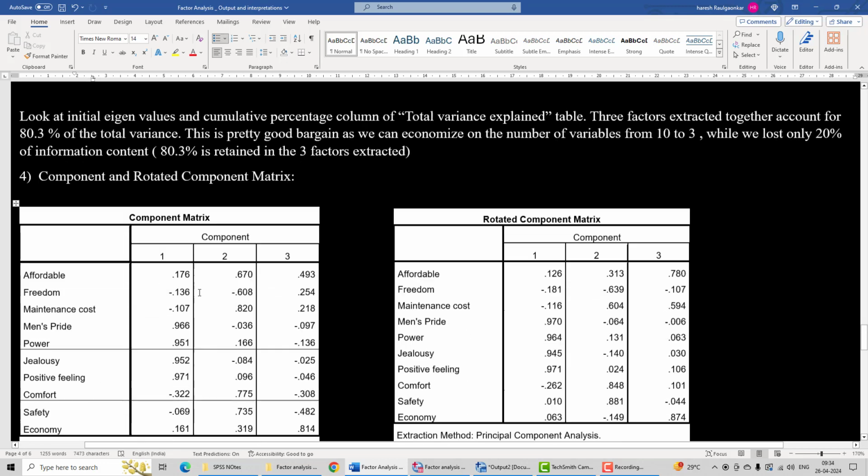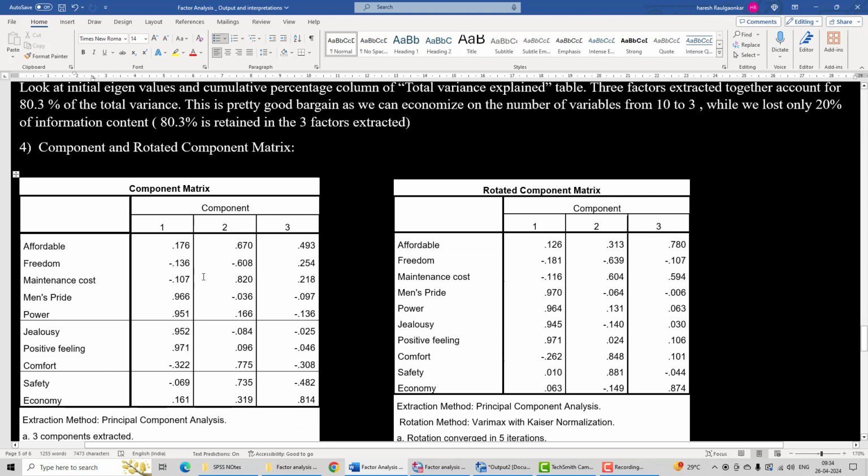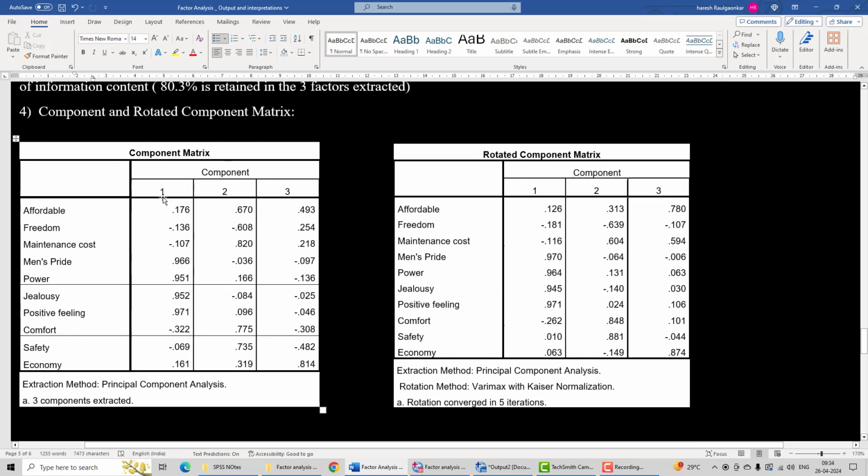Now there are 2 matrices. One is the component matrix and the other is the rotated component matrix. Some authors say that we should look at both. Some authors just say that you should look at the rotated component matrix, as it gets generated after the components are generated. So we will also go by the rotated component matrix for the further analysis.